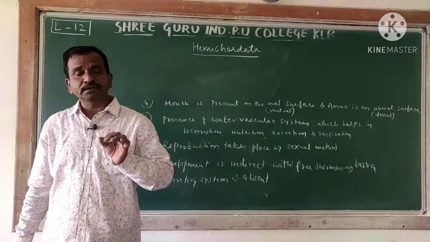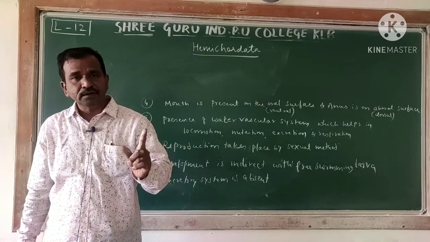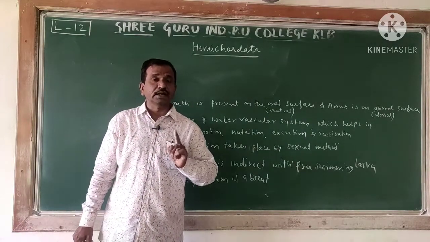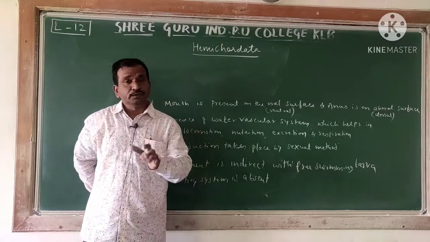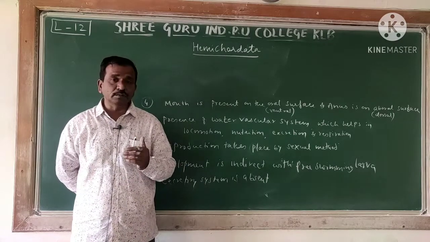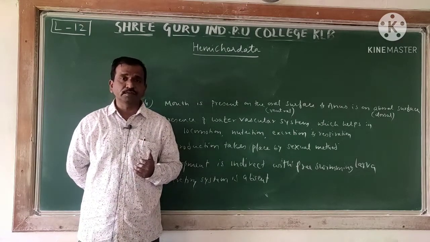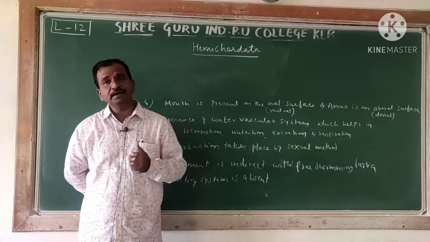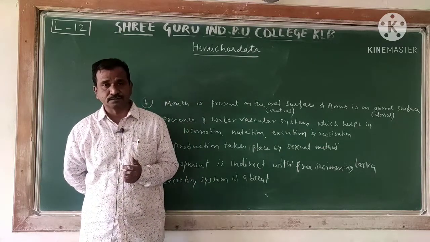In Platyhelminthes we have seen that they are acoelomate, then in Aschelminthes we have observed the pseudocoelomate, then in Annelida we have seen the eucoelomate. All the remaining phyla are showing the eucoelomate, the true coelom. What we are observing is that the true coelom is the true body cavity. So like that we have studied the characters.